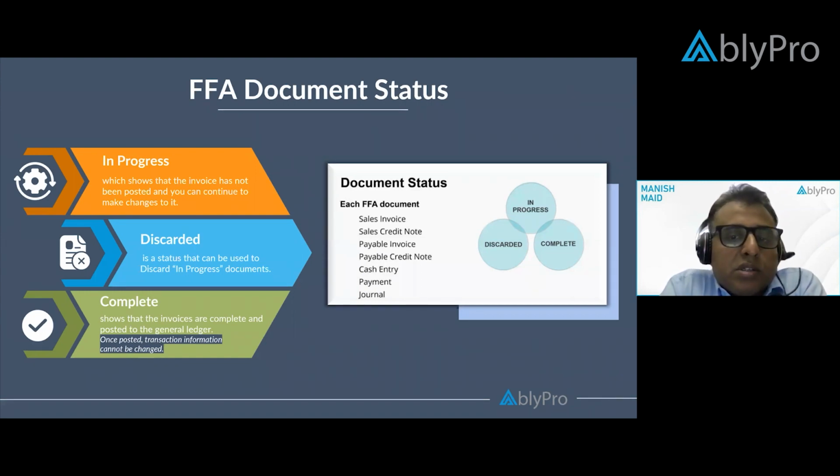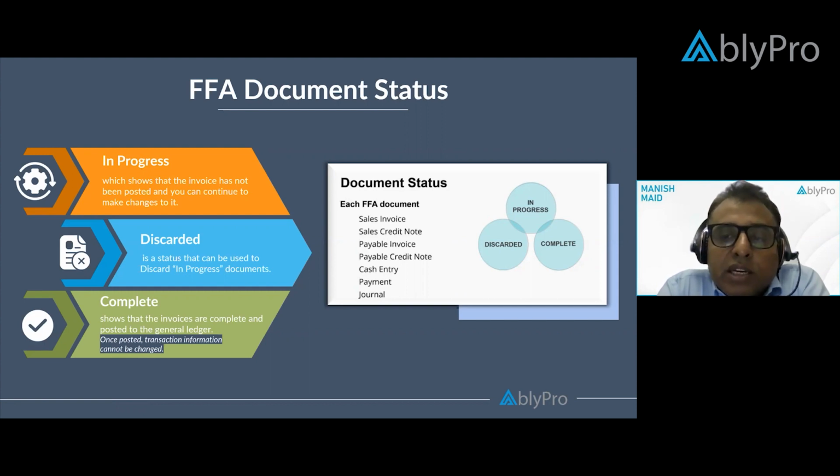That is your sales invoice, sales credit note, payable invoice, payable credit note, cash entry, payment, and finally, journal. The most common thing among all these documents is these 3 statuses: in progress, discarded, or complete. First, in progress, which shows that the invoice has not been posted and we can continue to make changes in it. This is a very important factor.